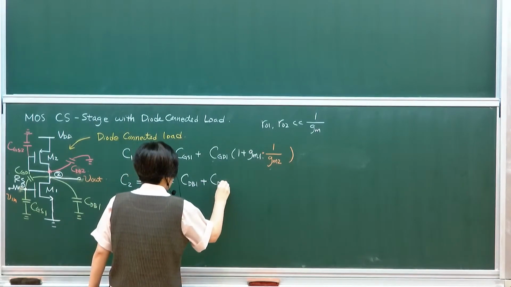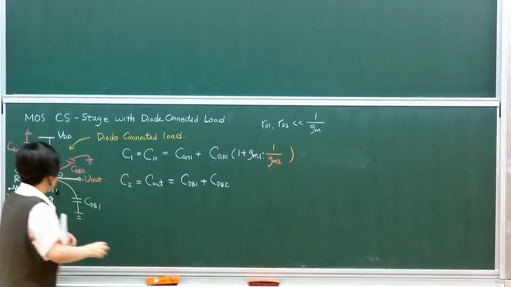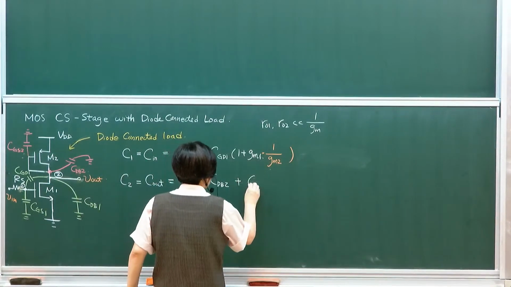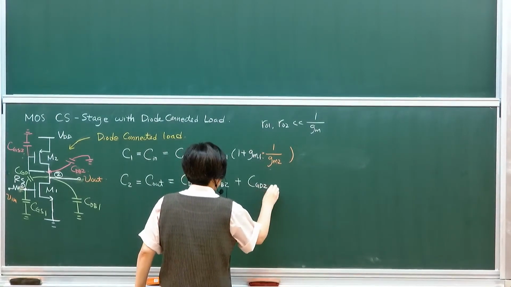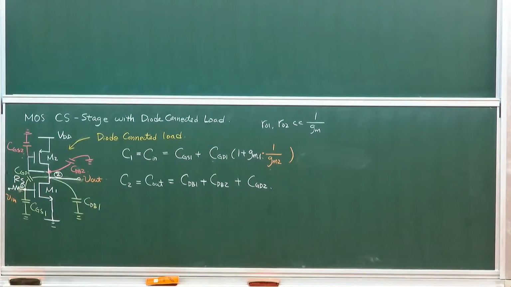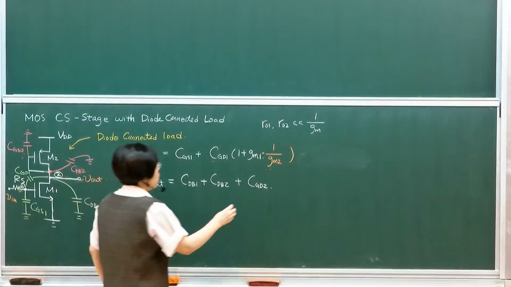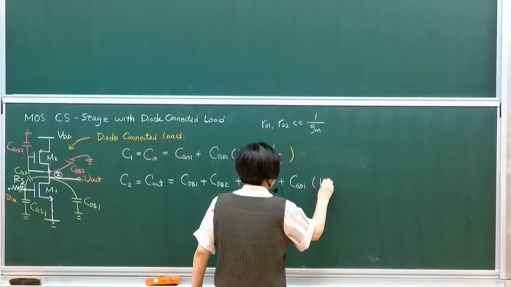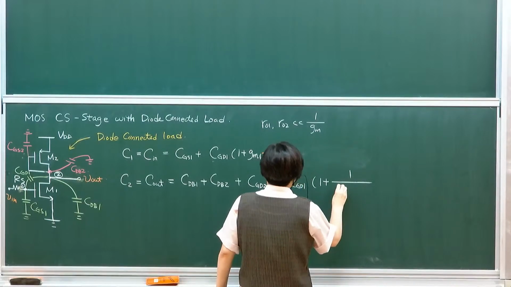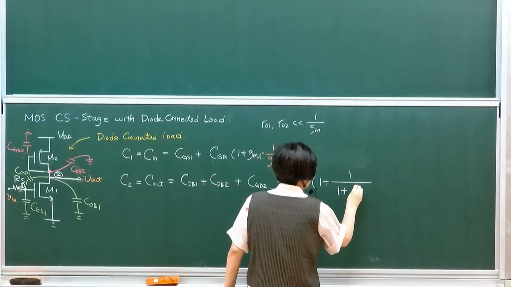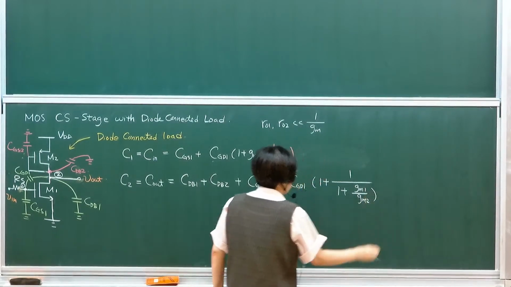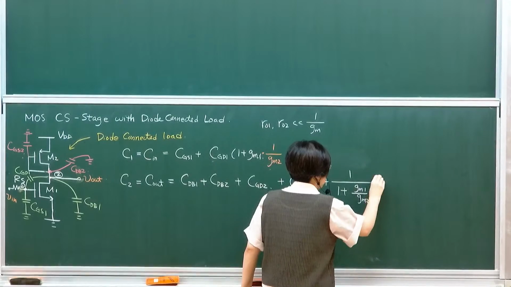There are two drains connected to the output. So there's drain to body, and then because these terminals are shorted, you have an additional CGD2. And then I also have the Miller effect, CGD1 times (1 plus gm1). The gain of the circuit is gm1 over gm2.